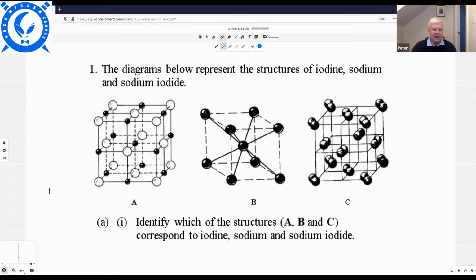A is sodium iodide, the classic ionic lattice. Notice in a cubic type array, arrangements of cations and anions with very strong electrostatic interactions between the ions. B is sodium, the metallic cations in a regular lattice array surrounded by a sea of delocalized electrons. And C is iodine, the diatomic molecule, only London forces interacting between each of the I2 molecules.